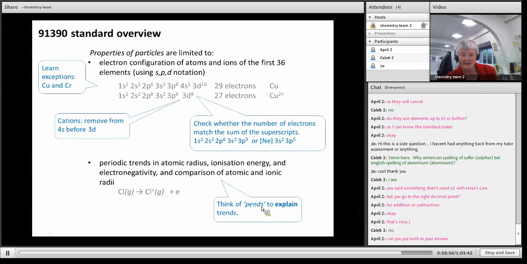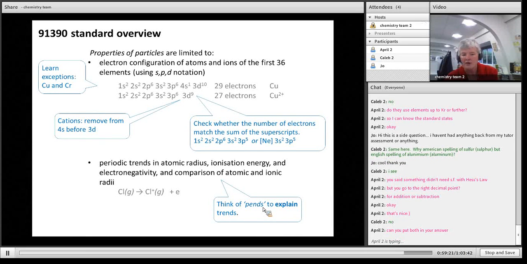D is the distance between the nucleus and the bonding electrons for electronegativity, or nucleus and valence electrons for all the others, the ionization energy, radius, and so on. And then S is the shielding. So explain these terms. Don't just say the effective nuclear charge decreases as you go down. You've got to explain how you get the effective nuclear charge. It's the nuclear charge based on the number of protons that's been decreased because of the shielding by the inner electrons, or by the electrons in the inner energy levels.